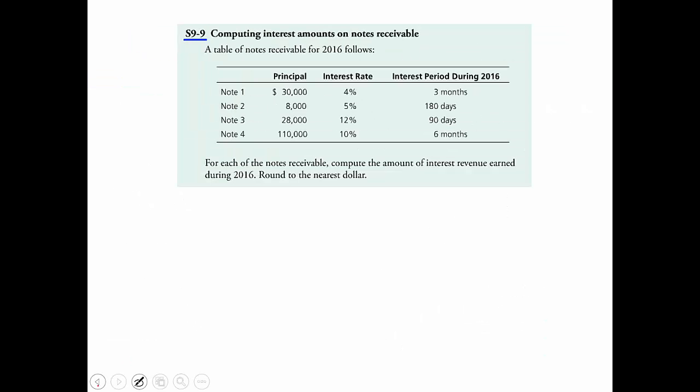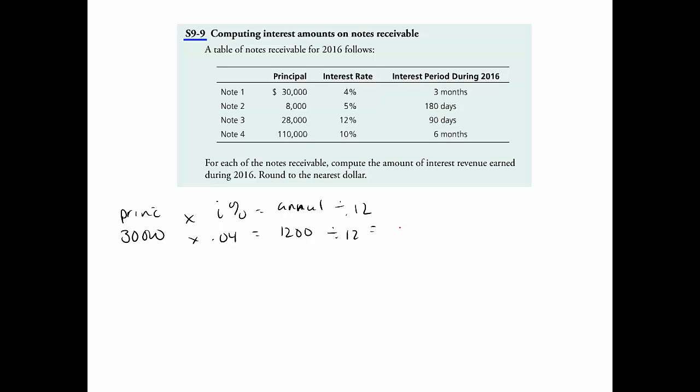Okay, so I'm going to skip over to this one. This one's just some practice on interest rates, but that's the same process, so I'll just do the first one there for you. Note 1. So I've got the principal of 30,000 times the interest rate of 4%, so times 0.04. That gives me annual interest of 1,200. I'm going to divide that by 12. So I get $100 per month as my monthly interest. I have this for 3 months, so my total interest is $300.